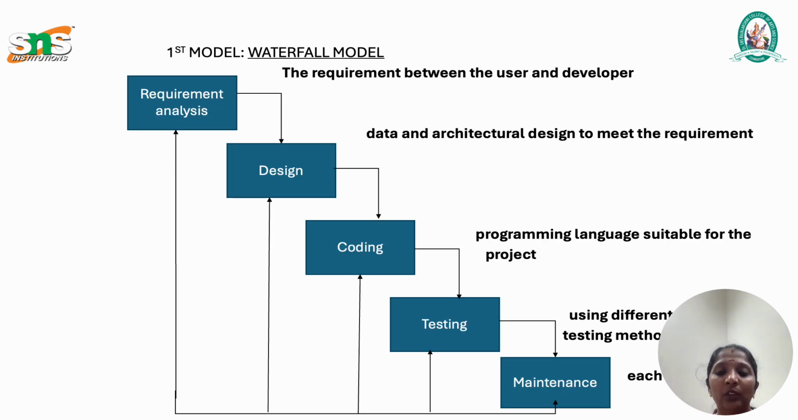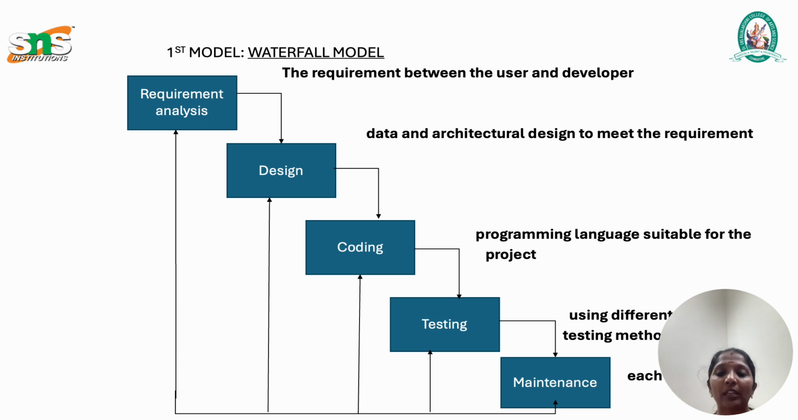I will show you the diagram. See here, there are 5 phases in total. The first is requirement analysis, the second is design, the third is coding, the fourth is testing, and the fifth is maintenance. In requirement analysis, we collect the requirements between the user and the developer. You collect the things from the user and send them to the developer. Second, based on the requirements, we make an architectural design. The design should meet all the requirements of the user.